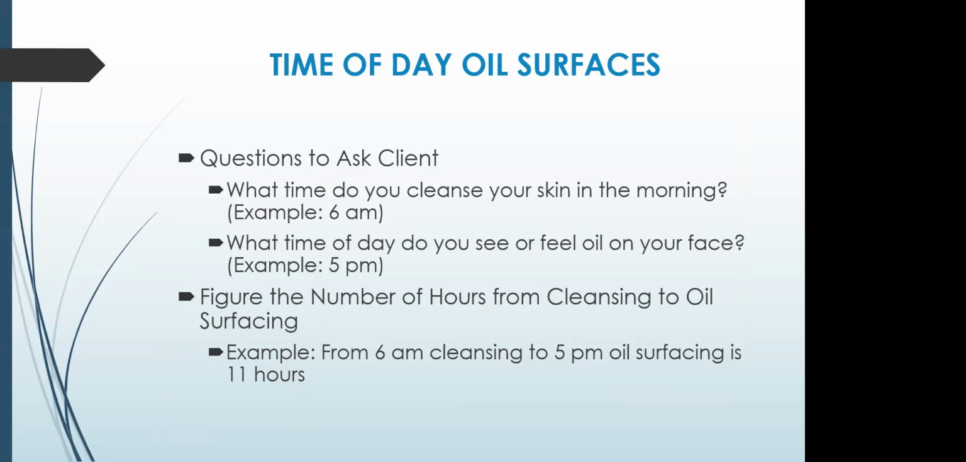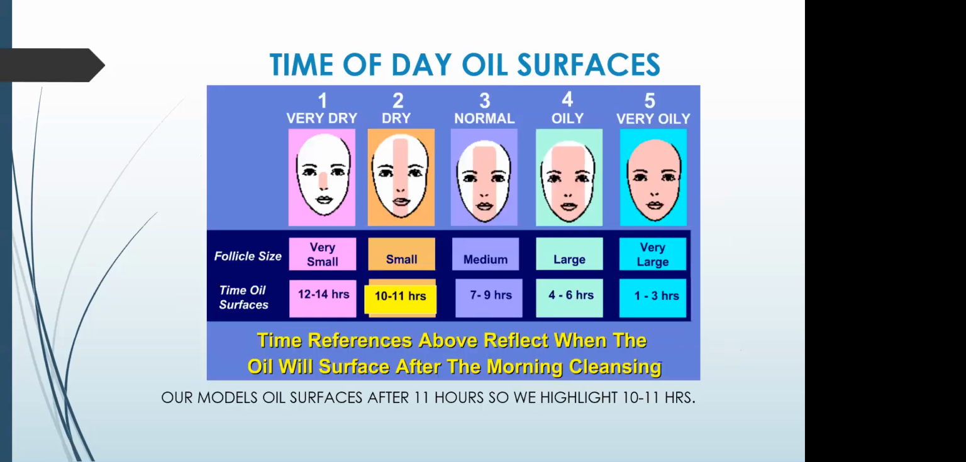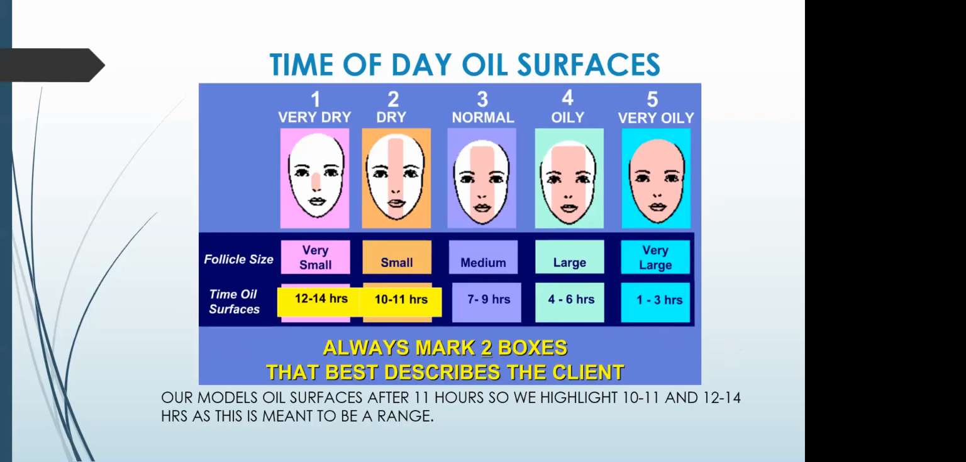You're going to figure the number of hours from the time they cleanse to the time oil surfaces. So again, in our example, from 6 a.m. to 5 p.m., their oil is surfacing at 11 hours. So we're going to highlight 10 to 11 hours on our Dermaprint form. And then we always mark 2 boxes that best describe the client. So we're going to highlight the 10 to 11 and then 12 to 14, and this is going to be our range.